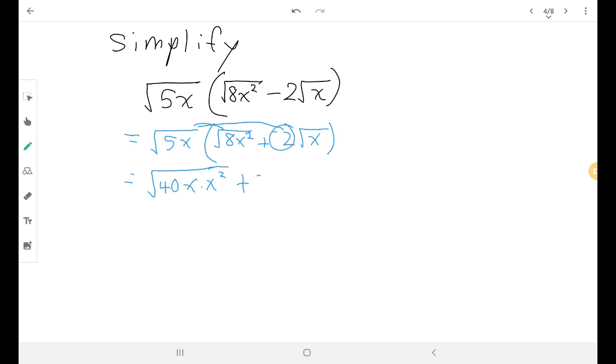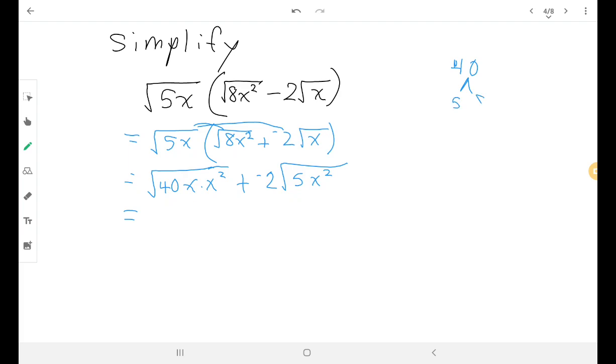Now, this negative 2 has nothing to multiply with, so it just stays out there in the front. So the negative 2 times the square root of, and 5 times x, which is 5 times x squared will be more helpful than x times x, right? So then we've got to clean things up a little bit. Let me explore 40 with a factor tree.